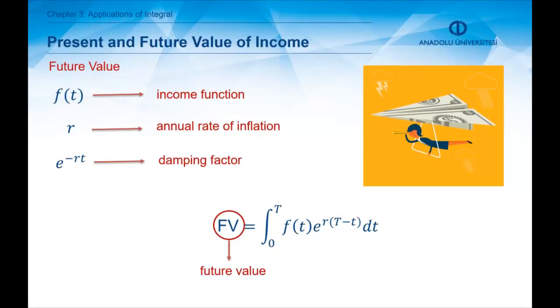But we need to be careful about the present and future values of money. In this case, the exponential function in the integrand has a positive exponent, so r times (T minus t) is positive, whereas in the present value of income it was e to the minus rt, a negative exponent, which signified a decaying function. But in this case, we have a sort of increasing function. Well, not exactly an increasing function, but still a positive function multiplying f of t.